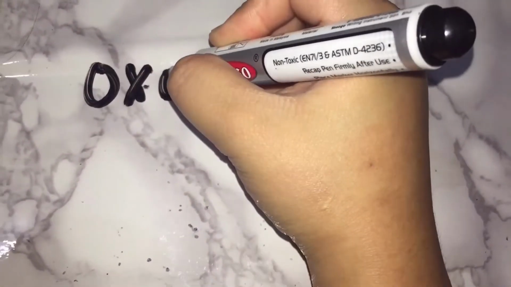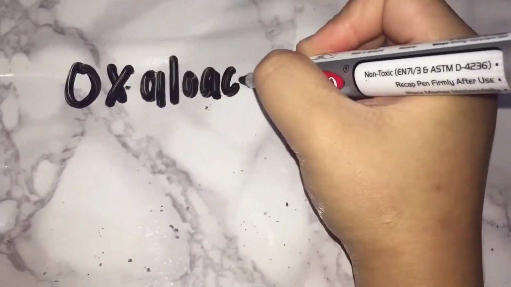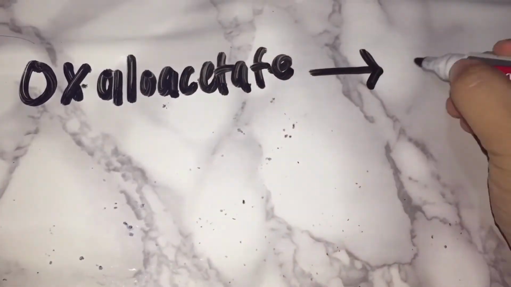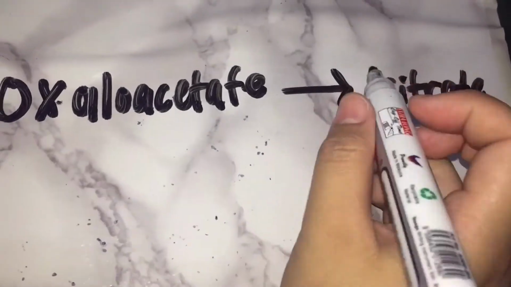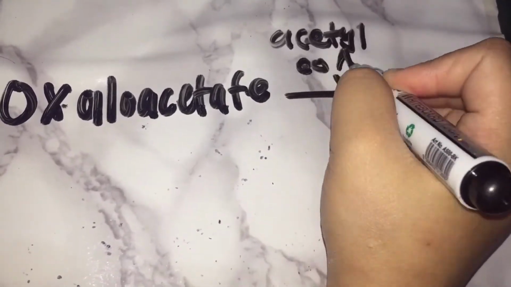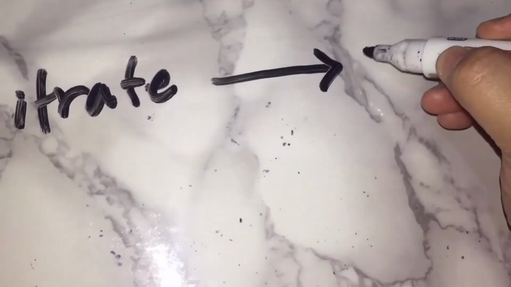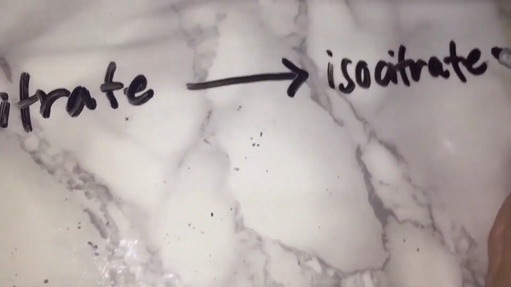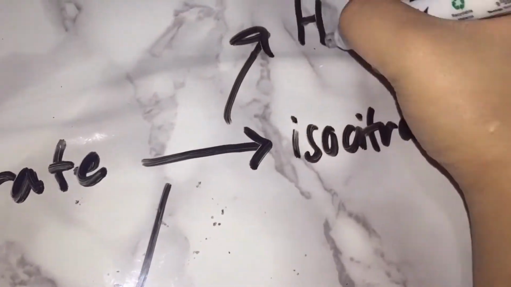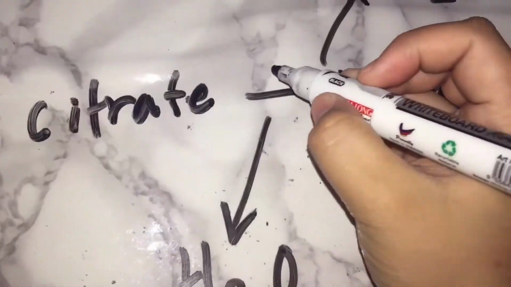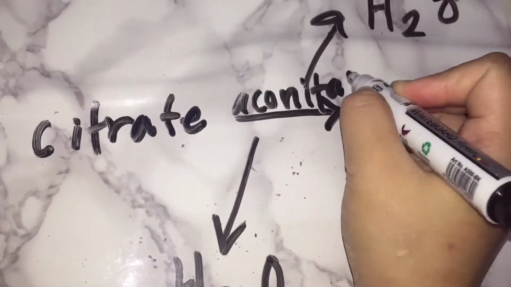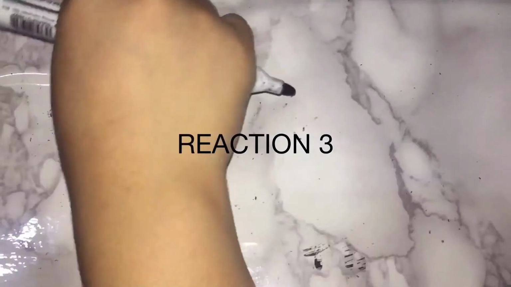The first reaction is the formation of citrate. It is the condensation of acetyl coenzyme A with oxaloacetate to form citrate, catalyzed by citrate synthase. The second reaction is the formation of isocitrate. The citrate is rearranged to form an isomeric form, isocitrate, by the enzyme aconitase. In this reaction, a water molecule is removed.